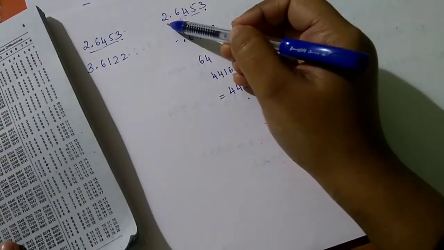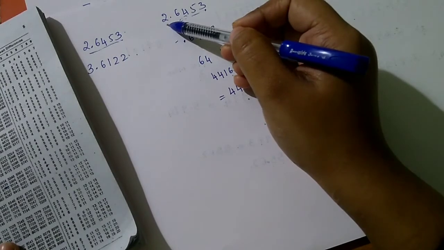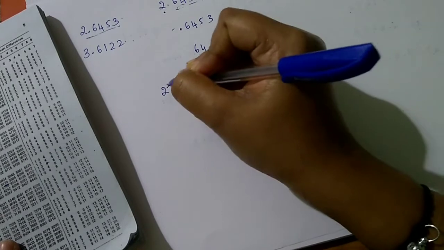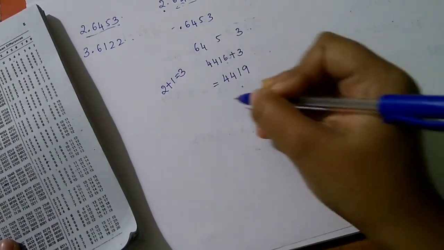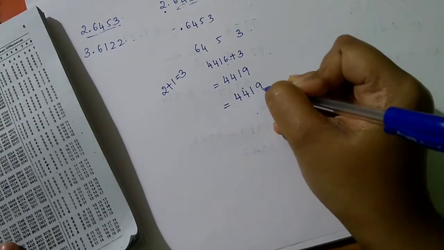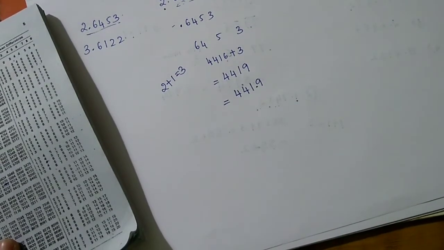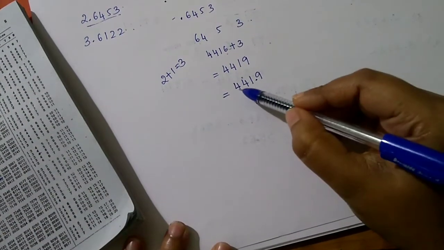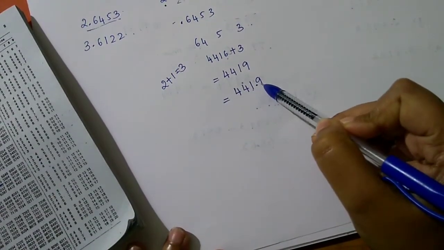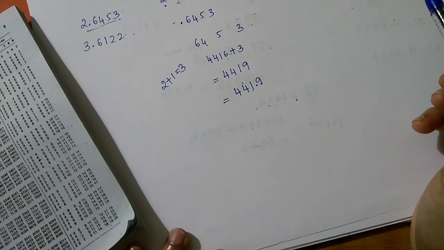Okay. Now check the characteristic part. The characteristic part is 2. So 2 plus 1 gives you 3. So you have to put it as 4419. After 3 digits, 2 plus 1 is 3: 1, 2, 3. After 3 digits, put the decimal point.